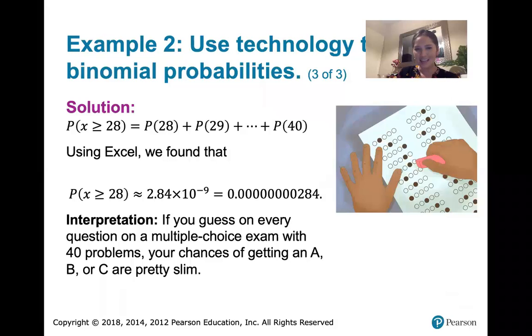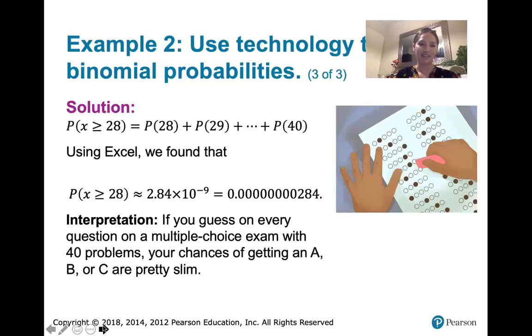Now you can still get an A, B, or C. You just can't guess on all of them. You've got to study, you've got to work hard, you've got to ask questions when you don't understand something. And then your probability will be much higher, much, much higher than what you would get due to chance, just random guessing on multiple choice questions.